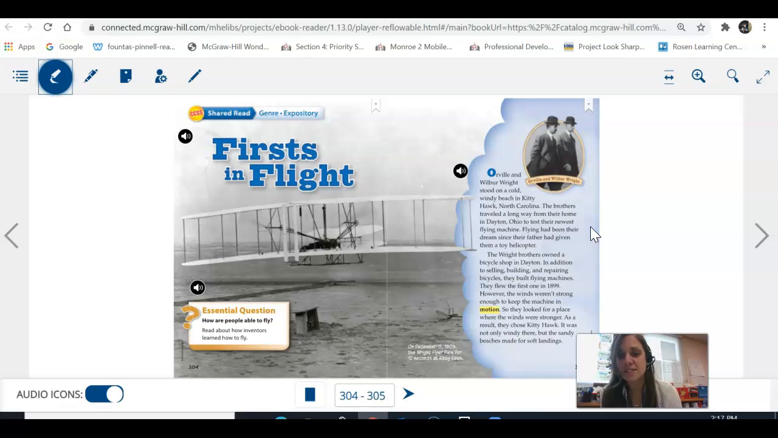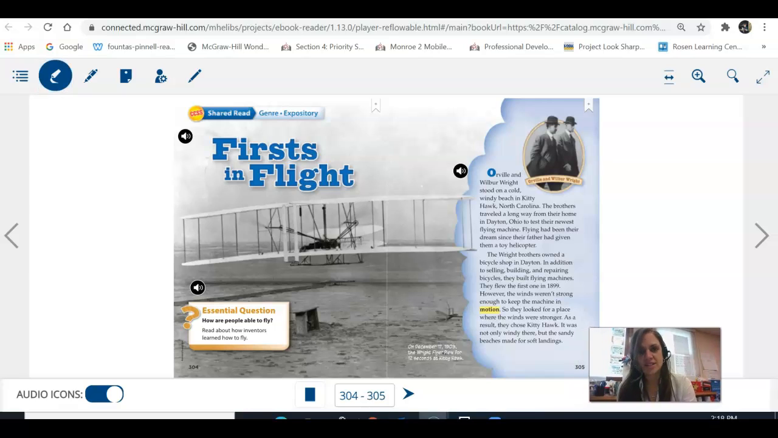Flying had been their dream since their father had given them a toy helicopter. The Wright brothers owned a bicycle shop in Dayton. In addition to selling, building, and repairing bicycles, they built flying machines. They flew the first one in 1899. However, the winds weren't strong enough to keep the machine in motion. So they looked for a place where the winds were stronger. As a result, they chose Kitty Hawk. It was not only windy there, but the sandy beaches made for soft landings.